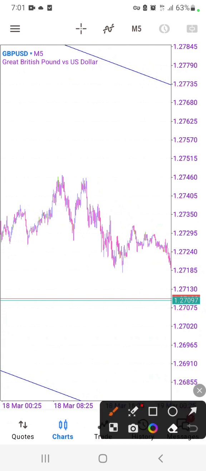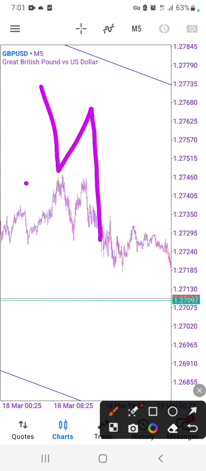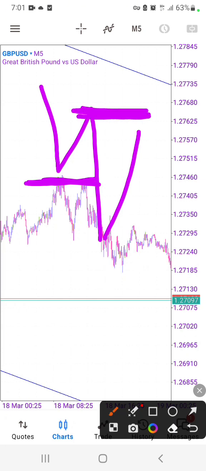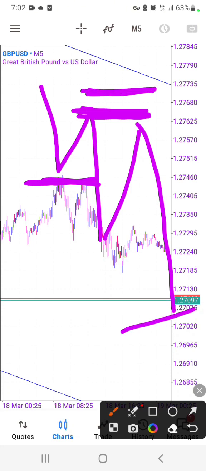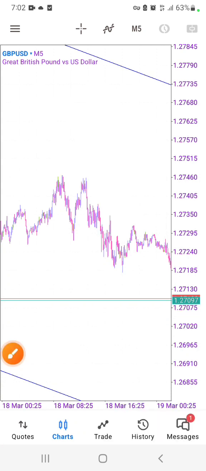We have to look at this: the market is coming down, comes up, comes down, and breaks this structure. After breaking that structure, we wait for the market to come back and make a retest at this structure, and then we take the market down. The stop loss should be above, and this will be our target. This is the only setup we have to look for.